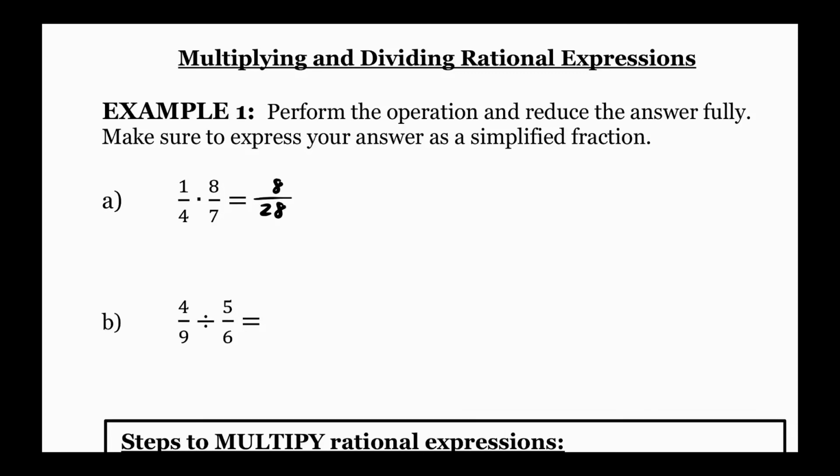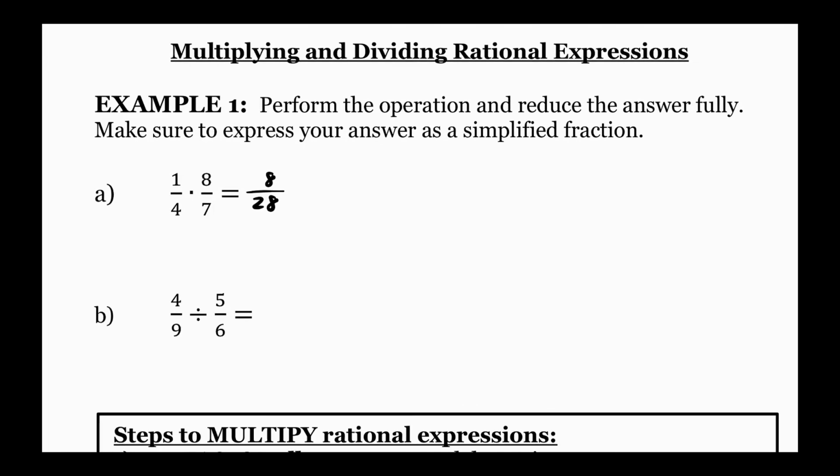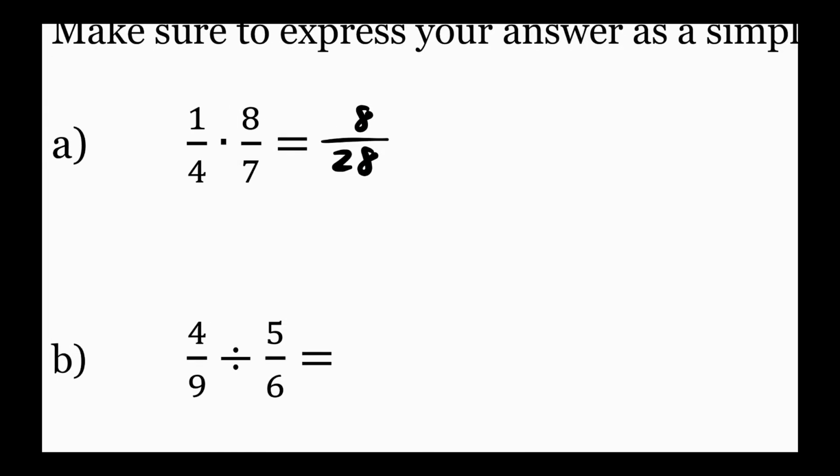So when you multiply straight across, you get 8 over 28, right? And then you divide them. We said the biggest number was 4, right? So you divide them by 4. When I divide by 4, I get 2 over 7. Done, right? That's how you multiply fractions.